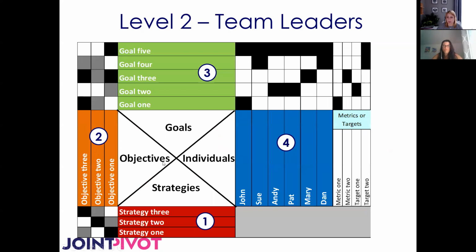If I look at our same example here, we have our strategy, our objective, our goal, and then our individuals. And you see our people here has moved from metrics or targets. They used to be over here and they've moved into this blue slot. And replacing them in that slot is metrics or targets that we're trying to achieve. So now we're starting to put in some of those examples where we can actually tie data right to the specific goals and objectives at that point.